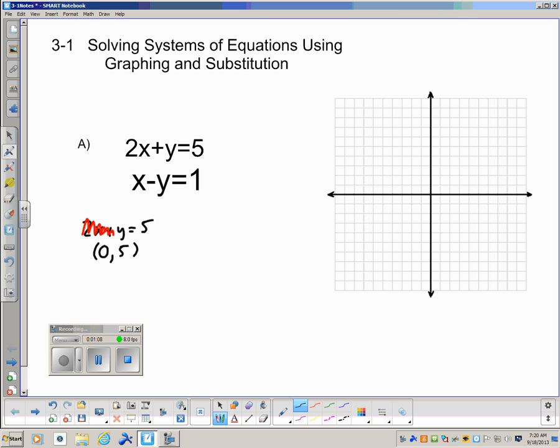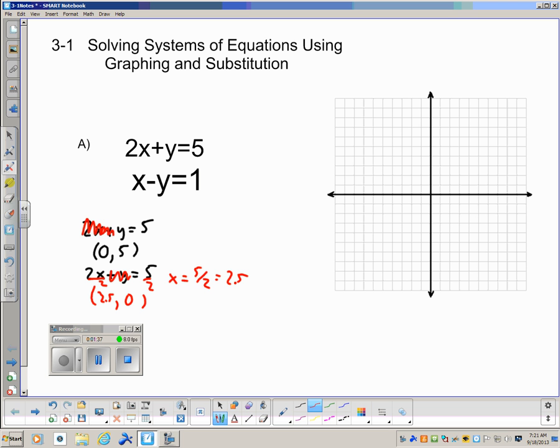And then likewise, I can do very similar with the first equation again. To find the x-intercept, I can cover up the y value this time. So the y is going to be 0, and I can solve for x. I can divide by 2, so x ends up being 5 halves, or if you wrote that as a decimal, that would be 2.5.